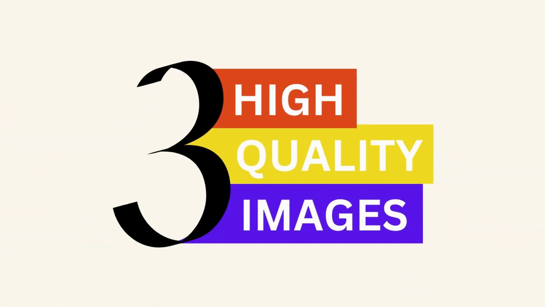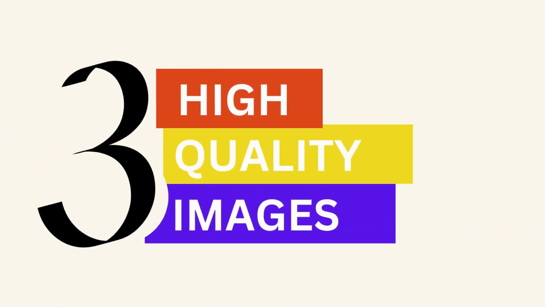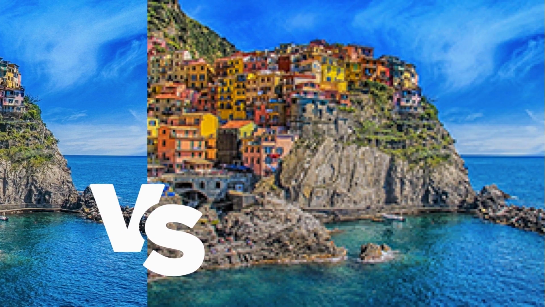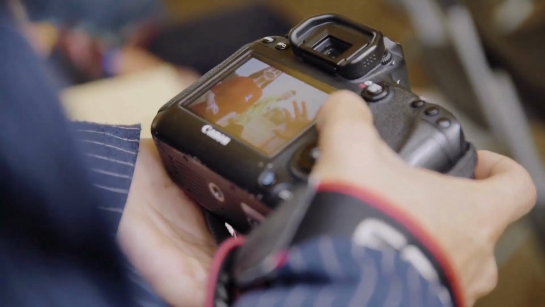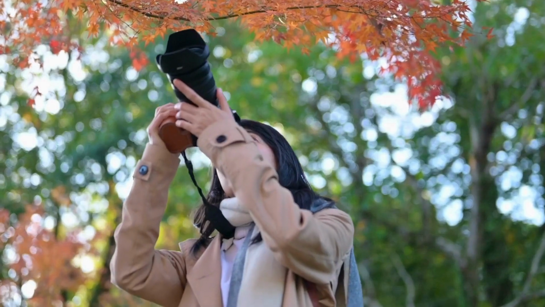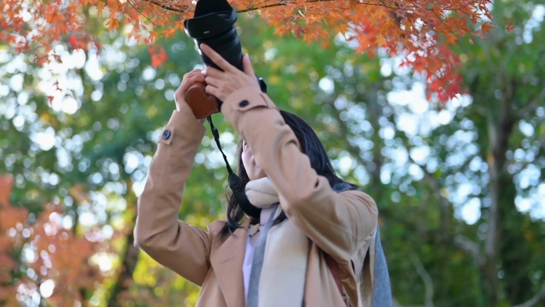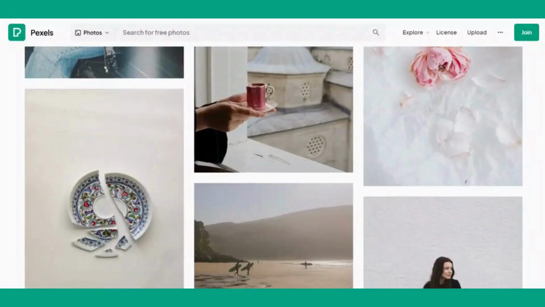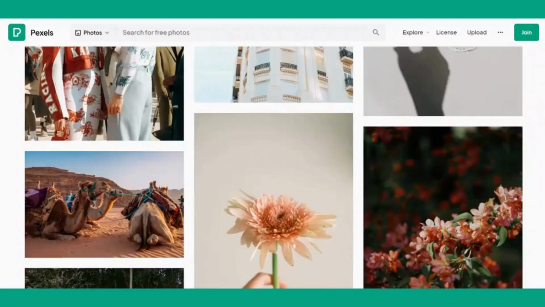The next one is using high-quality images. Low-quality images can make your graphics look unprofessional and can be a huge turn-off for potential customers. Invest in high-quality images or take your own photos to ensure that your graphics are visually appealing and engaging. This could also mean using websites like pexels.com that can help you get free images that are really high quality.